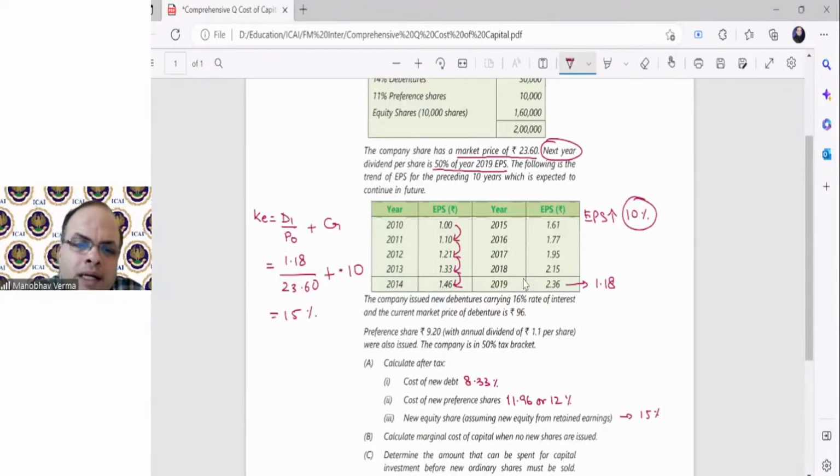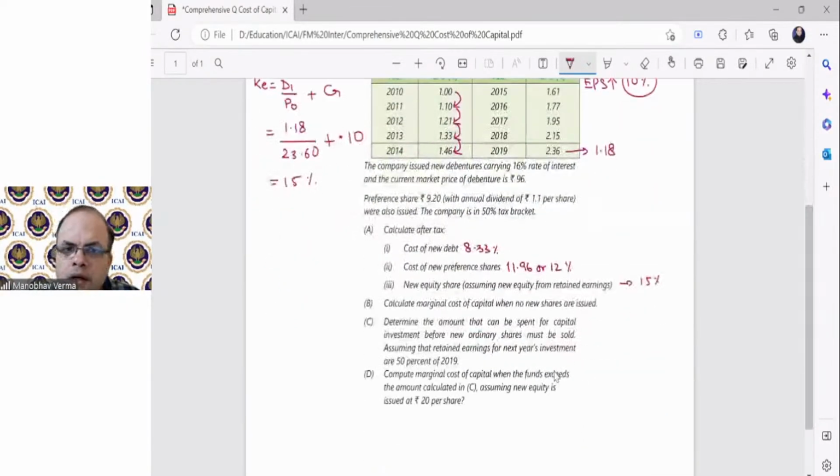Okay. So guys, what is question number B now? Question number B is calculating the marginal cost of capital when no new shares are issued. Guys, what did I tell you? When no new shares are issued, what exactly are we doing? I told you WACC is equal to your marginal cost of capital, guys, because there is no flotation cost.